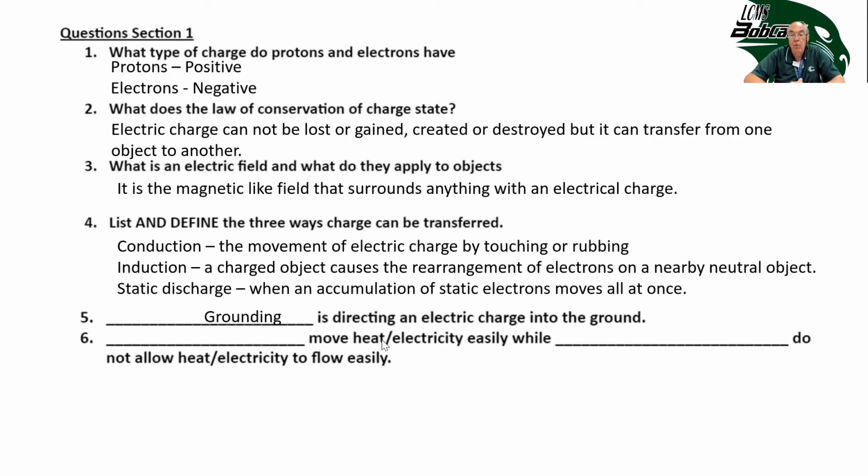Okay. Grounding is important for homes. It's directing electric charge into the ground. So like if lightning would hit your house and it went into the wires of the house, it can damage everything that's plugged in. But by capturing lightning in the conductor and sending it into the ground, you can protect the home. Okay. Conductors move heat and electricity easily, while insulators do not allow heat and electricity to easily flow.